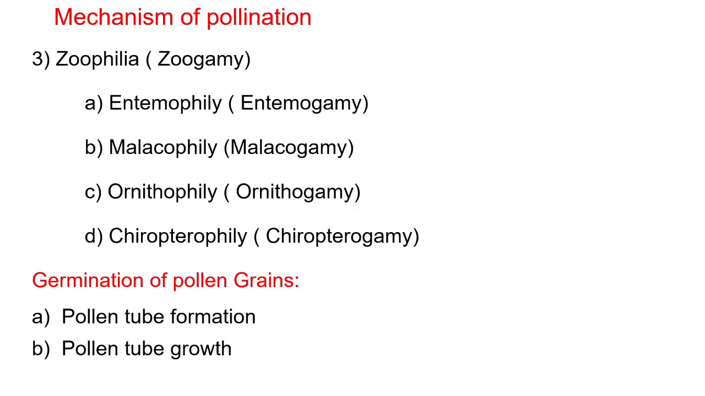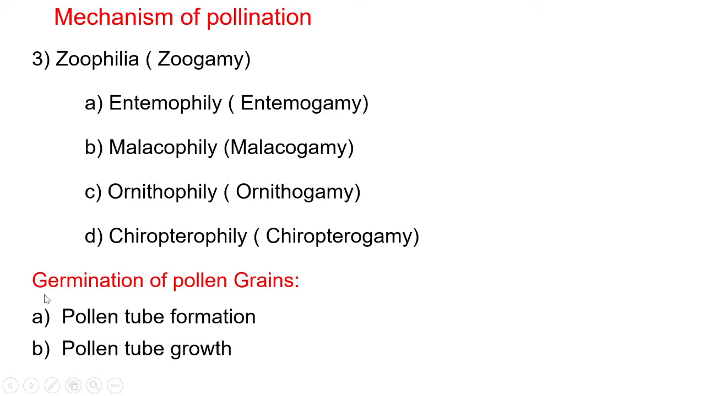Characteristic features of the flower include drab color, large size, sturdiness, bell shape with wide mouth, and powerful rancid smell. In this way, we have seen there are four types of zoogamy: entomophily, malacophily, ornithophily, and chiropterophily.